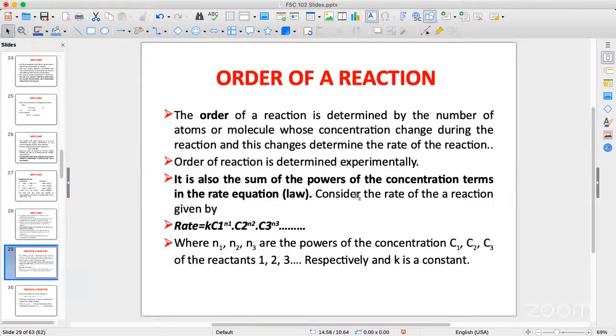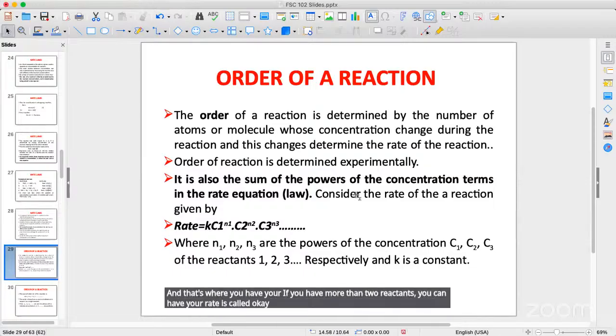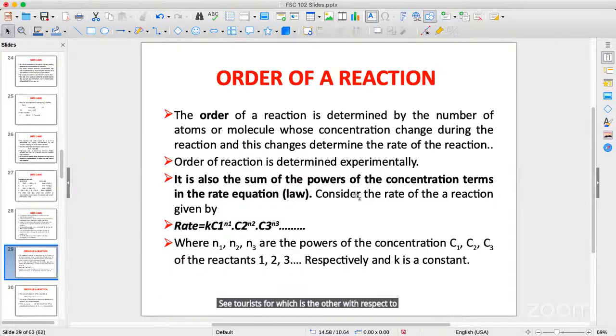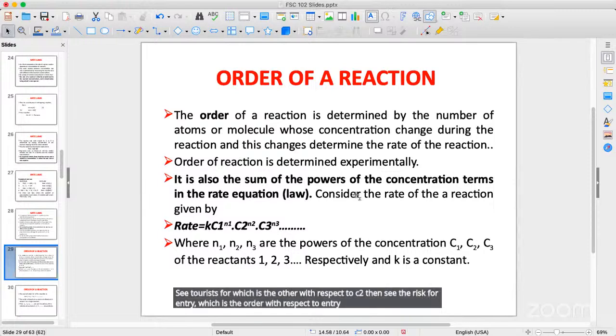And that's what your rate is equal to. If you have more than 2 reactants, you can have your rate is equal to k [C1] raised to power n1, that is the order with respect to C1, [C2] raised to power n2, which is the order with respect to C2, then [C3] raised to power n3, which is the order with respect to C3. But of course, the overall order would be the addition of n1, n2, n3, and whatever those are.